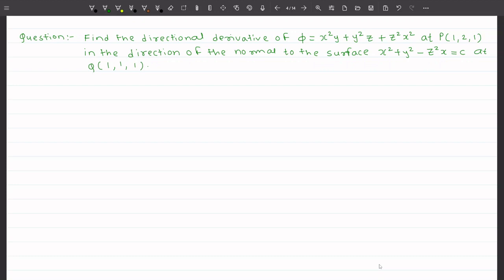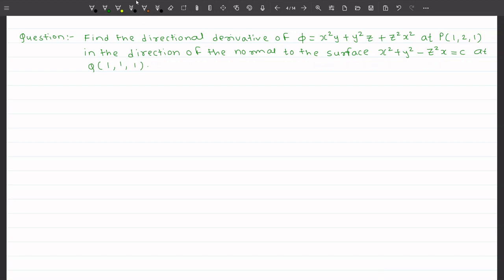Okay. First, we need to understand what we have to calculate here. So we have to calculate the directional derivative of phi, so this is our phi function, and the direction is given as the direction of the normal to the surface. So the direction is n cap of this surface, right? At point (1, 1, 1).